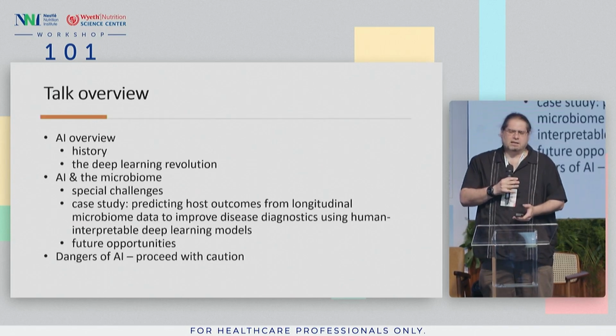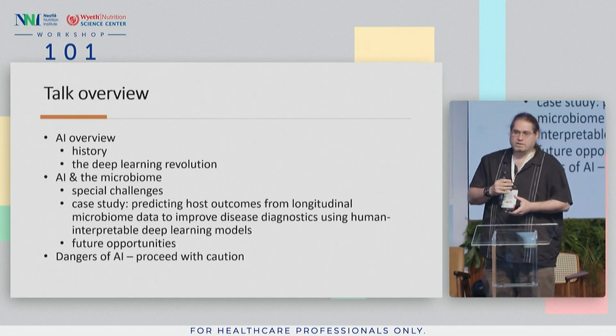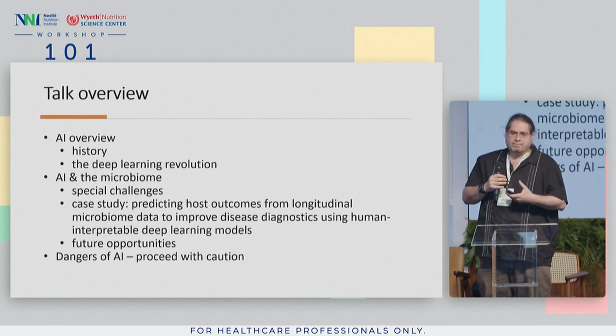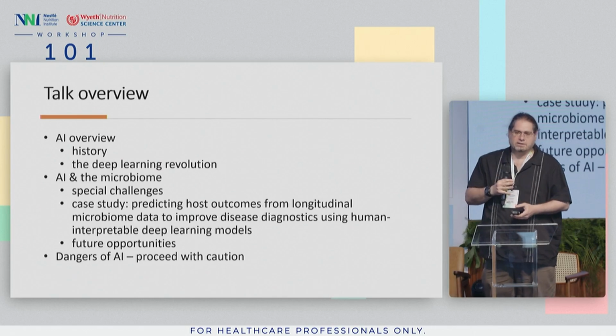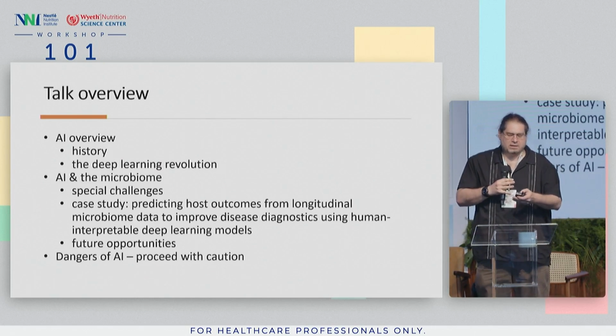So what am I going to talk about? I'm going to really start off with the history of artificial intelligence. I've been in the field for over 30 years and want to give you some perspective of where it's come from and where it's going. I'm then going to talk about what's going on right now, the revolution in the field, and then switch to the challenges with the microbiome, but really some of the opportunities there. And then finally, I'm going to end with some cautions.